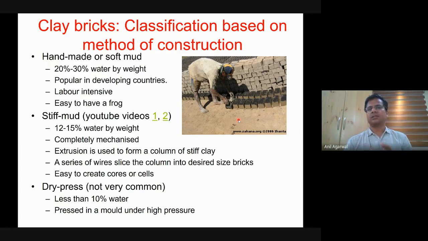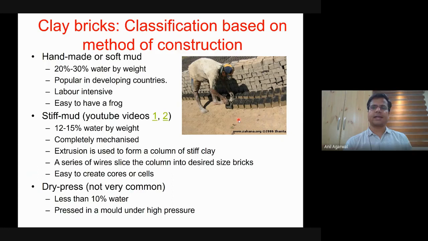Okay, so once it dries under the sun and it gains some strength, then you take this brick and put it in a kiln. Inside the kiln, it is allowed to burn for several days and several weeks, and once it comes out of the kiln, it is a very hard, solid brick.